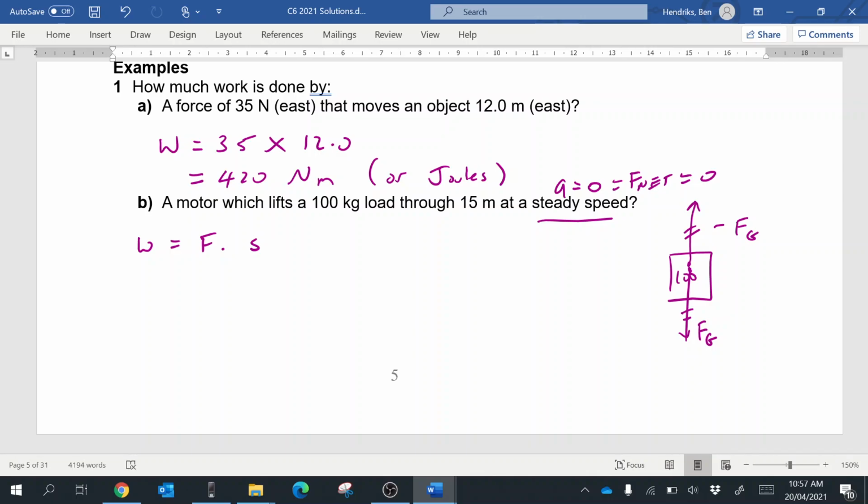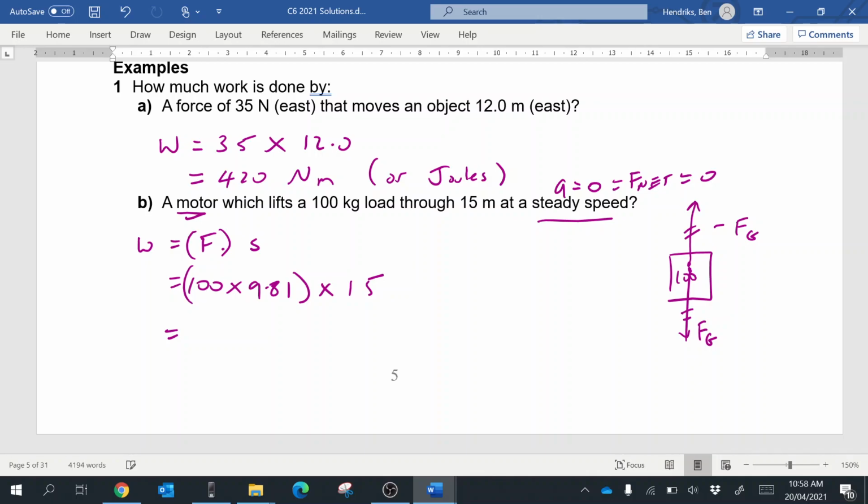So when we're considering the force, we have to consider sometimes what is the force that we're overcoming in order to do the work. And in this case, the motor is overcoming the force of gravity to lift this 100 kilogram load. So the force of gravity would be 100 times 9.81. So that's our force. And it's going to be times by 15 meters, the displacement that it's lifted it through.